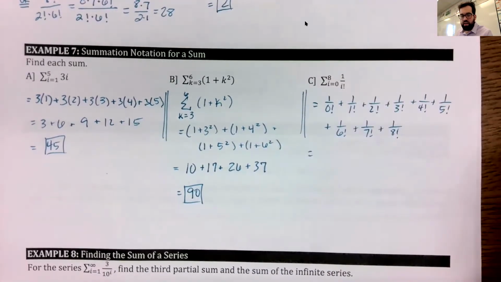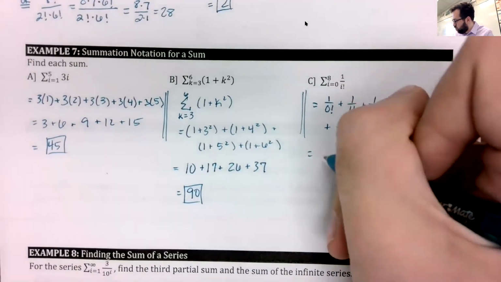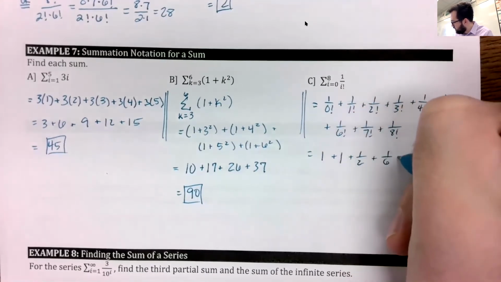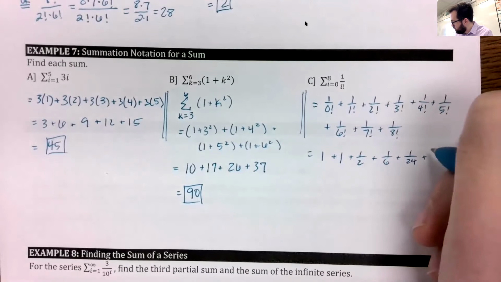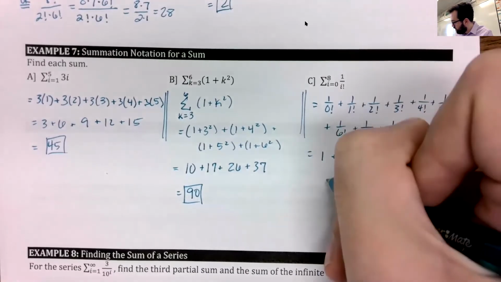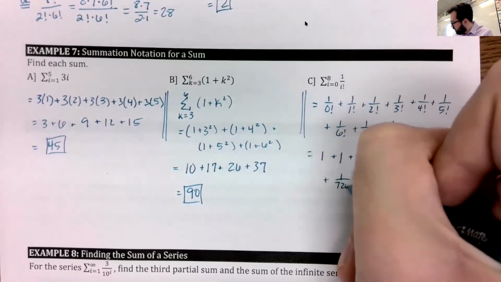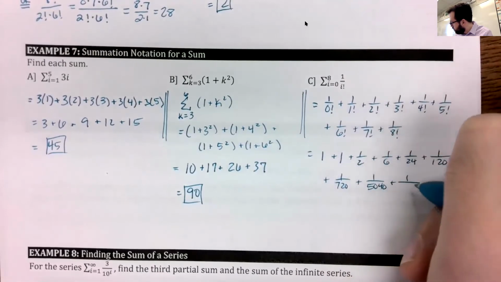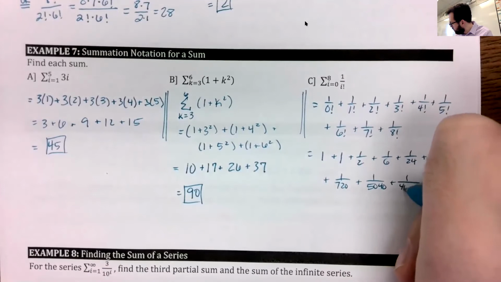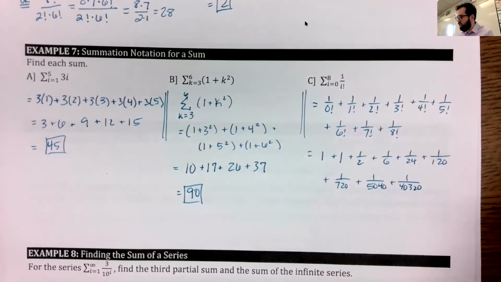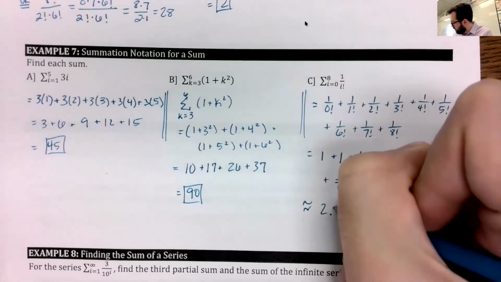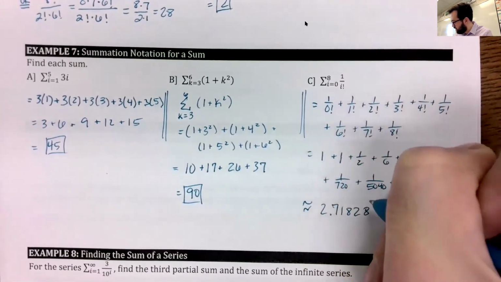Okay, so if you calculate all these out, you're going to end up with 1 plus 1 plus 1 half plus 1 sixth plus 1 24th plus 1 over 120 plus 1 over 720 plus 1 over 5,040 plus 1 over what, 40,320. If you add all those together, it's going to be approximately 2.71828.